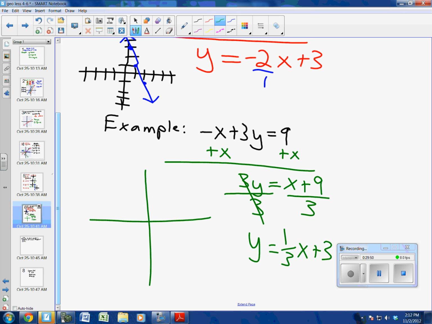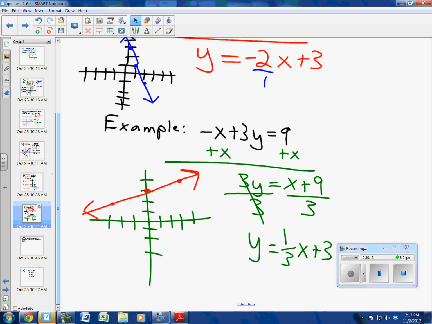My y-intercept is 3, so I put a point at 3, and my slope, it tells me to do what? Go up 1 over 3, or down 1 and to the left 3, right? And there is my graph.